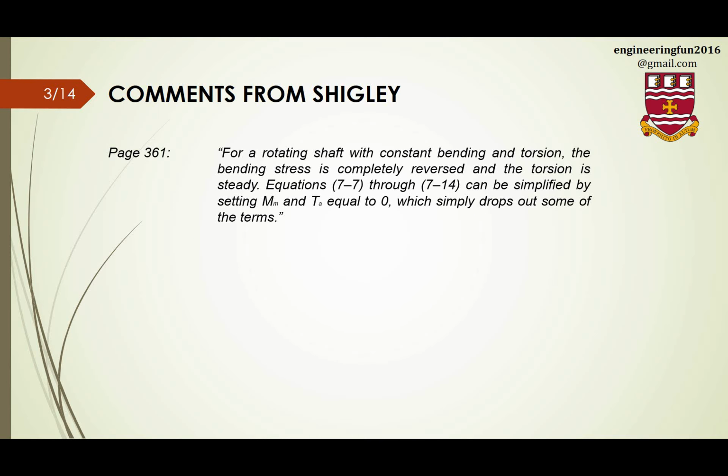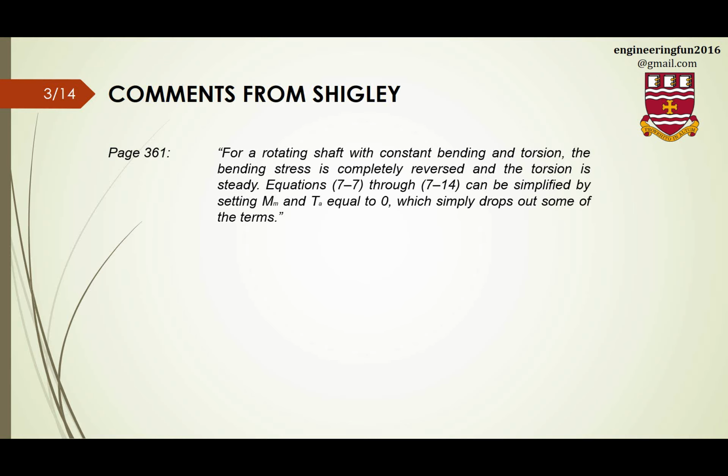Okay, before I continue, I'm going to review a couple of comments from Shigley's book. In the 10th edition, on page 361, it says that for a rotating shaft with constant bending and torsion, the bending stress is completely reversed and torsion is steady. Equations 7.7 through 7.14 can be simplified by setting Mm and Ta equal to 0, which simply drops out some of the terms.